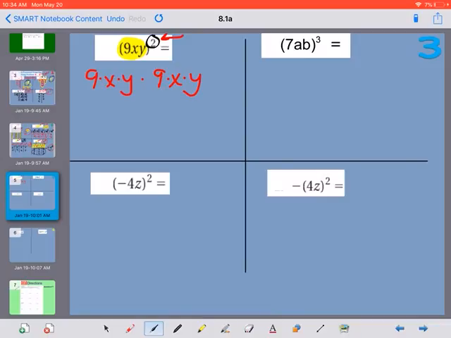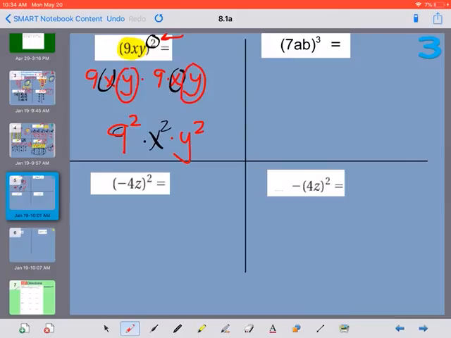So what do we have? We have 9 2 times. We have x 2 times. That's x times x is x squared. And we have y 2 times. Y times y is y squared.